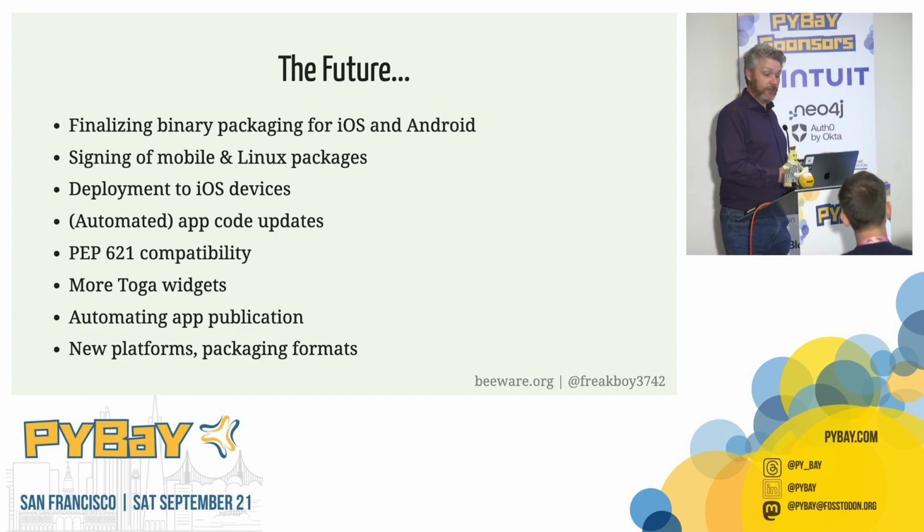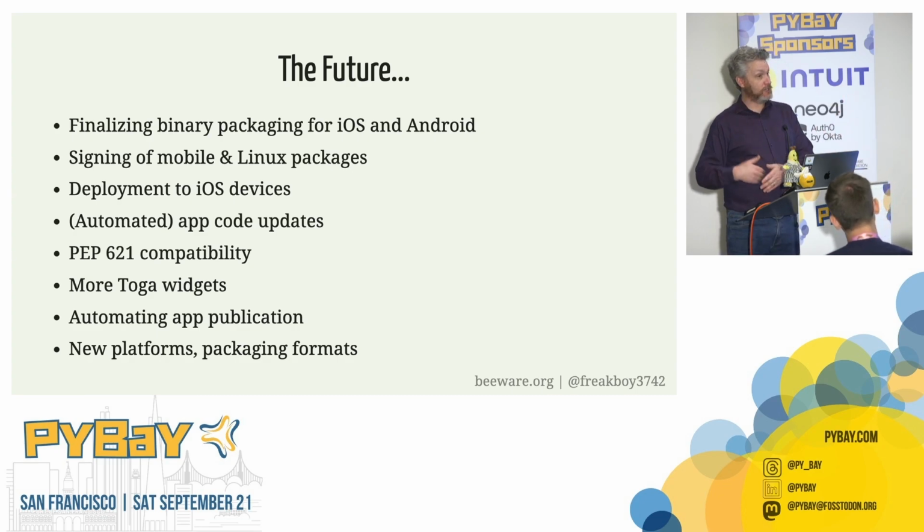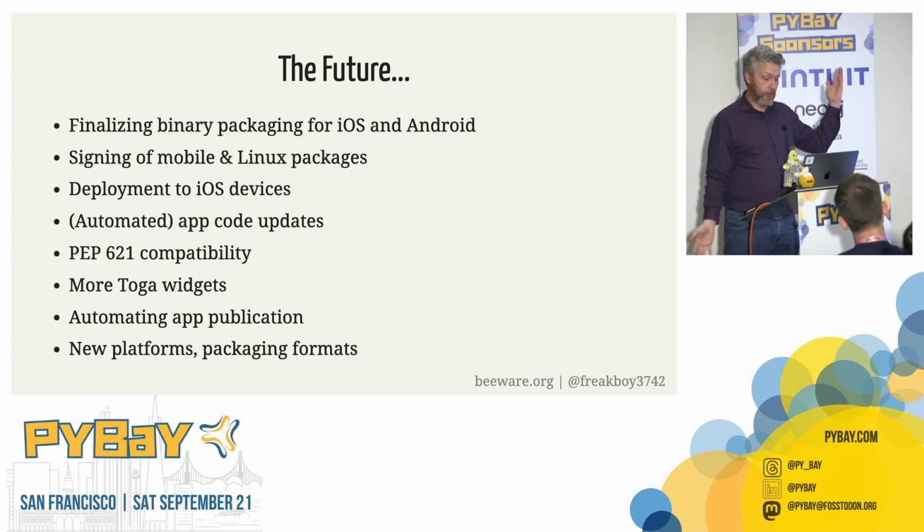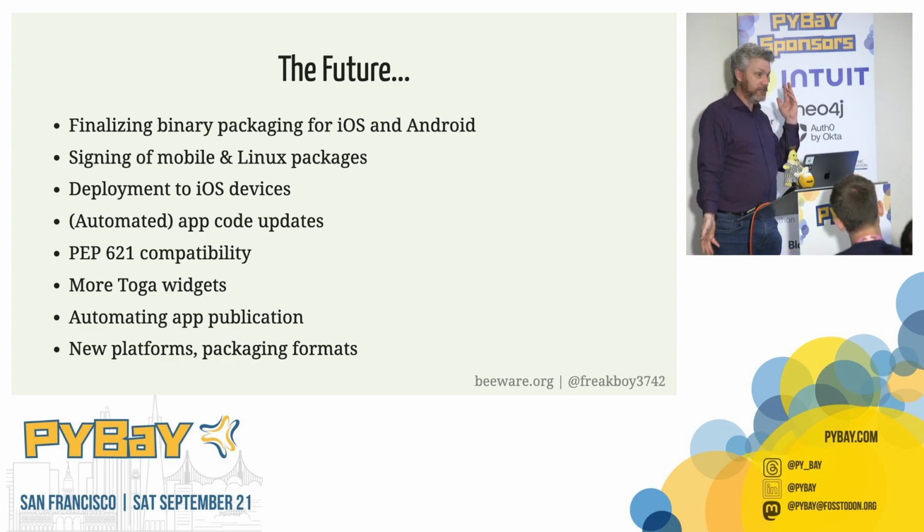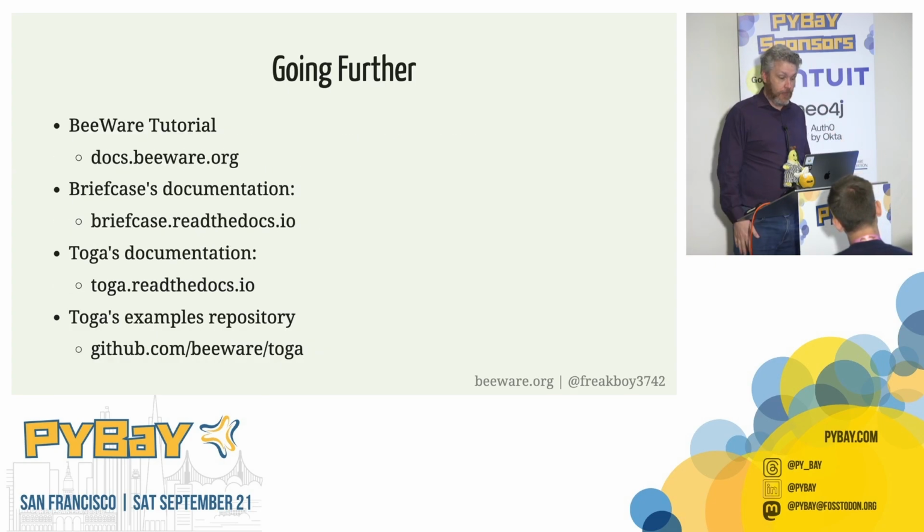Briefcase also stops currently with the process of packaging your app, but it might be possible to automate publication as well, like pushing the app to an app store. And lastly, there are platforms that BeeWare doesn't currently support: Apple and Android watches, tvOS set-top boxes, VR headsets. I want to get Python everywhere. So that is cross-platform GUI development with BeeWare.